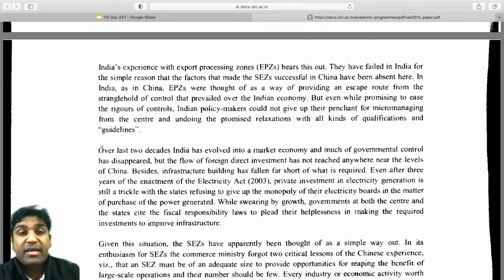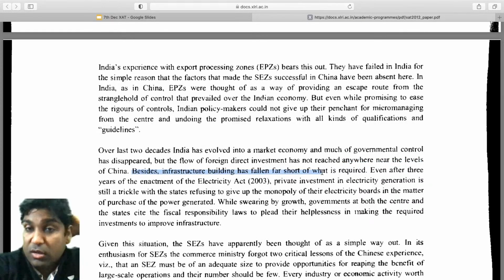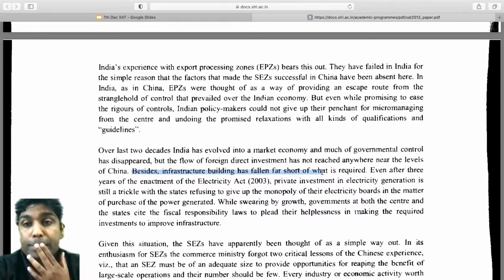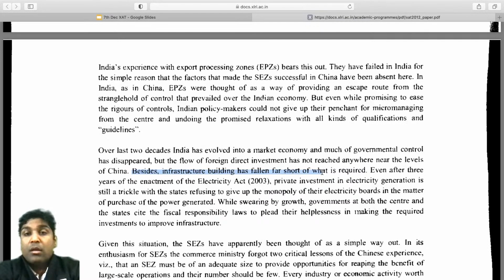Over the last 2 decades, India has evolved into a market economy, and much of government control has disappeared. But the flow of foreign direct investment has not reached anywhere near the levels of China. Besides, infrastructure building has fallen far short of what is required. What they're saying is that our foreign direct investment has not reached the level which it should have. Infrastructure building has fallen short even after 3 years of the enactment of the Electricity Act.